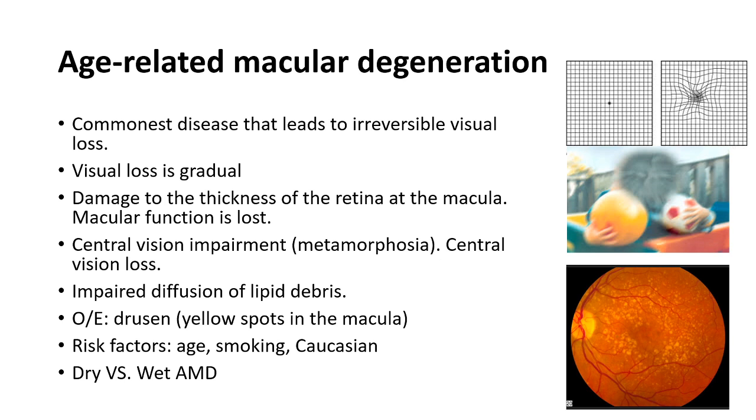Common risk factors include older age, smoking, and Caucasian ethnicity. Age-related macular degeneration can be divided into dry and wet macular degeneration, depending on the examination findings.